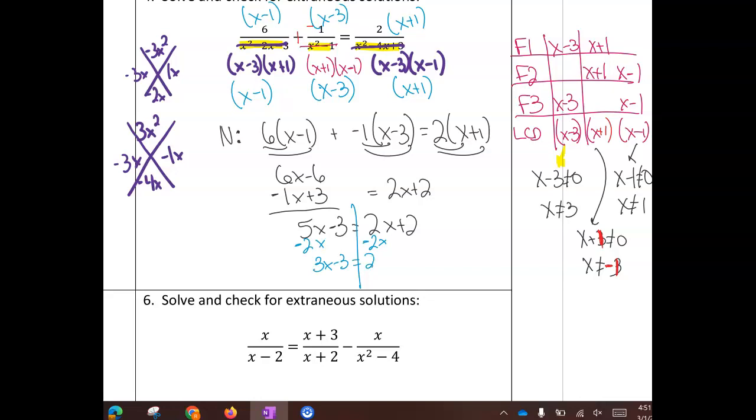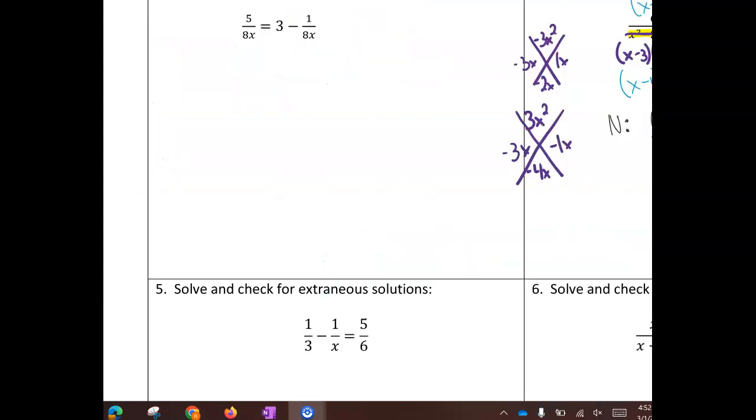I'm going to add my 3 over. Hopefully I didn't make any mistakes, but it's very possible. And then x is worth 5/3, which is none of the things that I have over here, so we get to keep it.